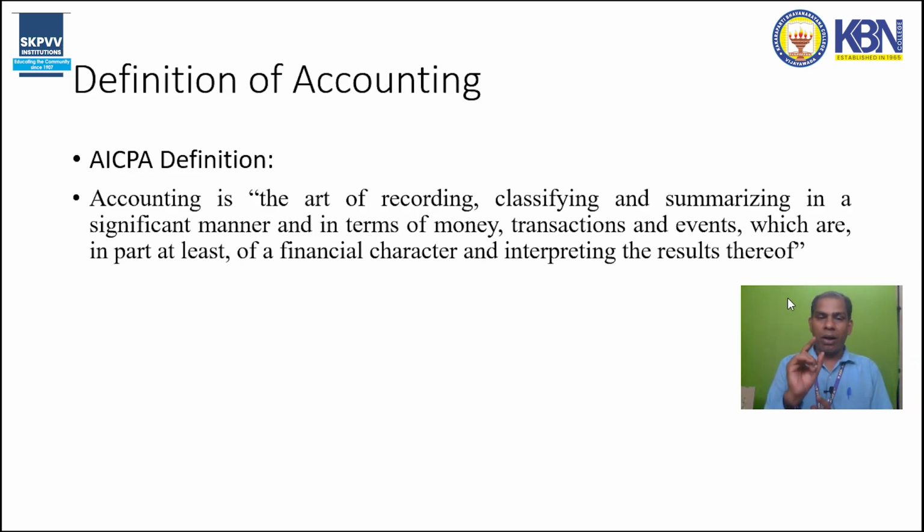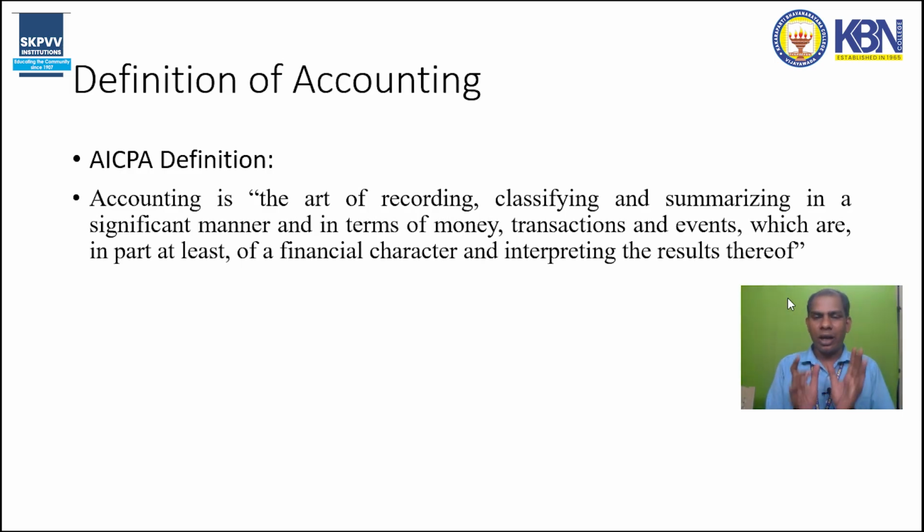After that, it is the art of summarizing. Summarizing means we get some balances in the ledger balances. These balances are shown in the trial balance. This trial balance is not the final statement of the financial accounts. From this trial balance we know whether the debit as well as the credit items are equal or not. So recording, classifying and summarizing in a significant manner in terms of money, transactions and events which are in part at least of a financial character and interpreting the results thereof.